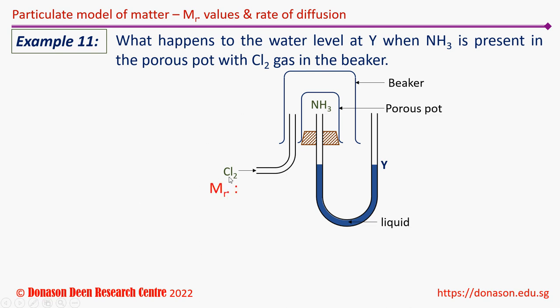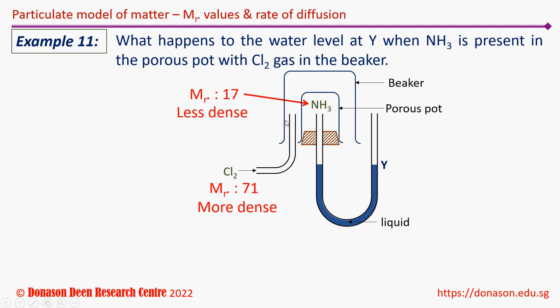So each chlorine is 35.5, and 2 chlorine would work out to 71. And if we look at ammonia gas, there is 1 nitrogen and 3 hydrogen. The nitrogen has a relative atomic mass of 14, and each hydrogen is 1, so 3 hydrogen is 3. 14 plus 3 is going to give us 17. We can see from the Mr values that ammonia, NH3, is less dense and chlorine gas is more dense. Of course, the less dense will diffuse faster compared to the more dense.